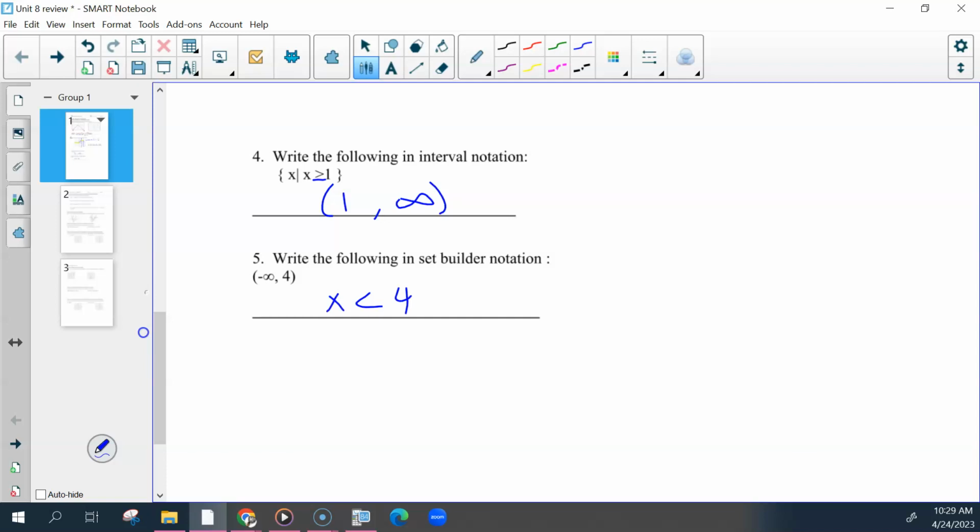If you want it to look like this, you would just add in those extra notations. So curly brackets, x, vertical line. You don't need those. You could just leave it like this. There's less than 4. Either works. It's just extra notation.